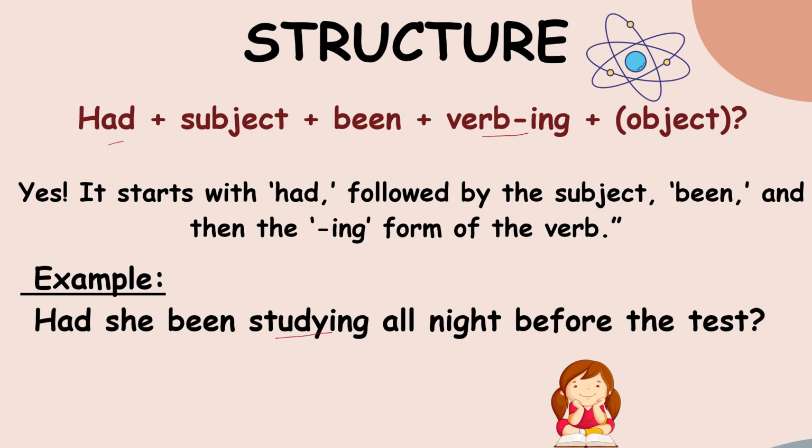Studying is the ing form of the verb study. All night before the test is the object here, and then the question mark. This is how we will write the past perfect continuous interrogative tense.